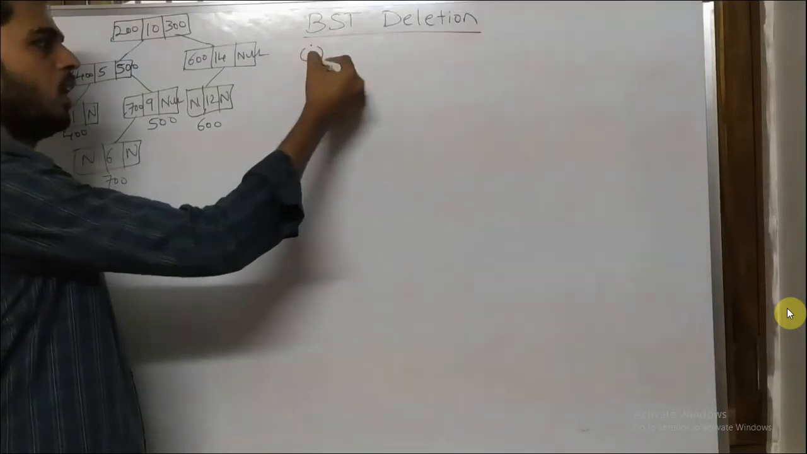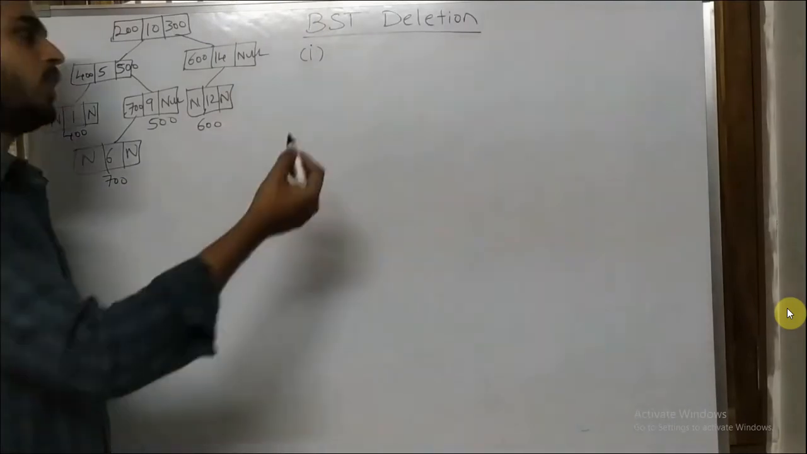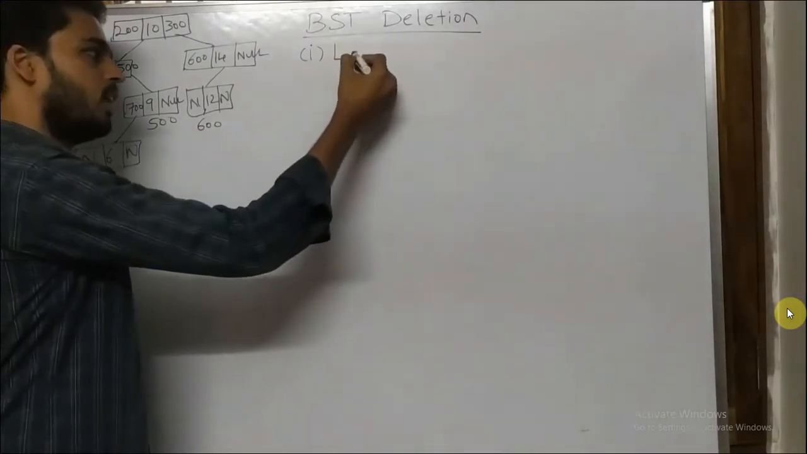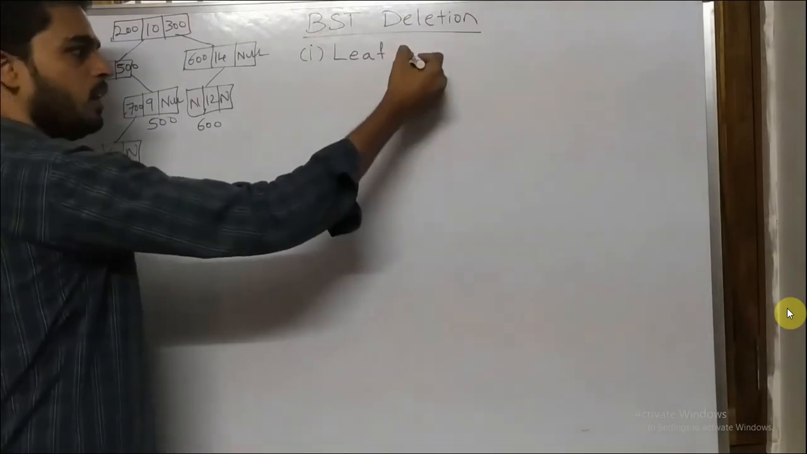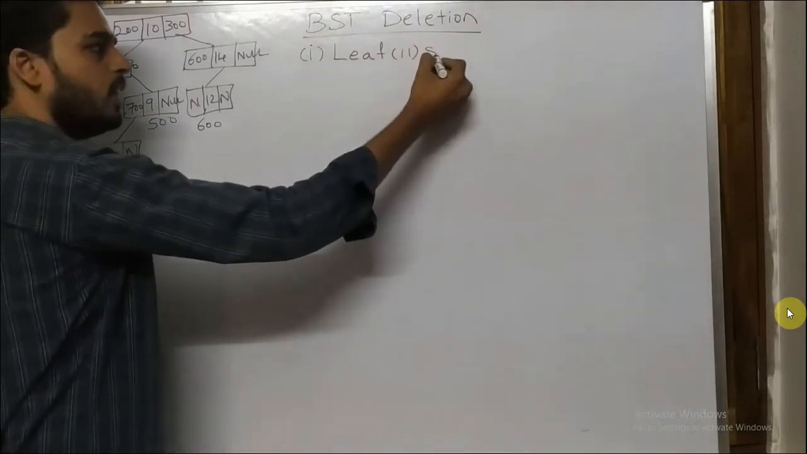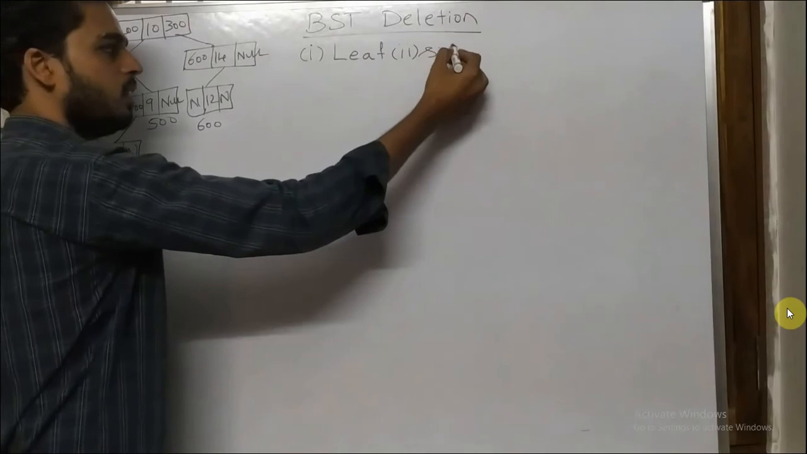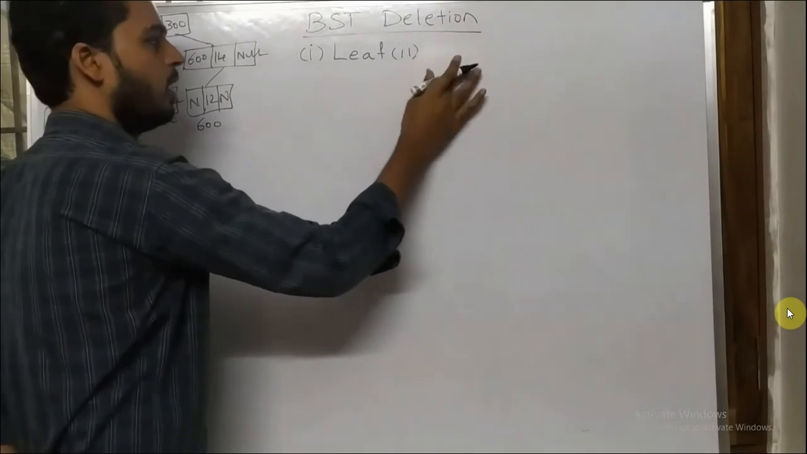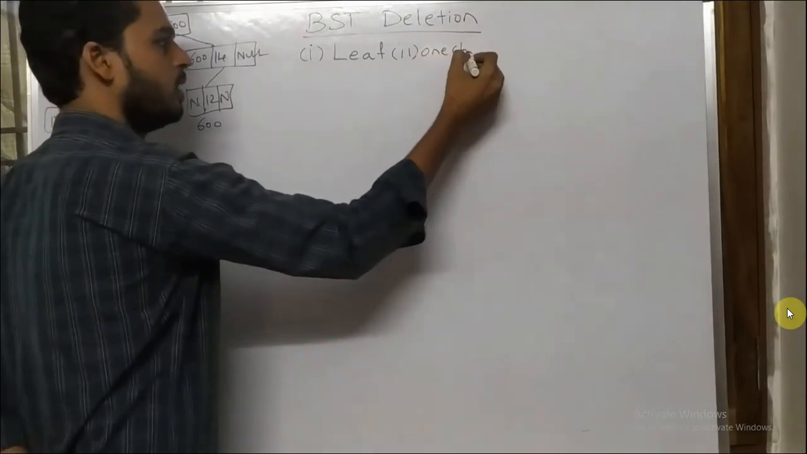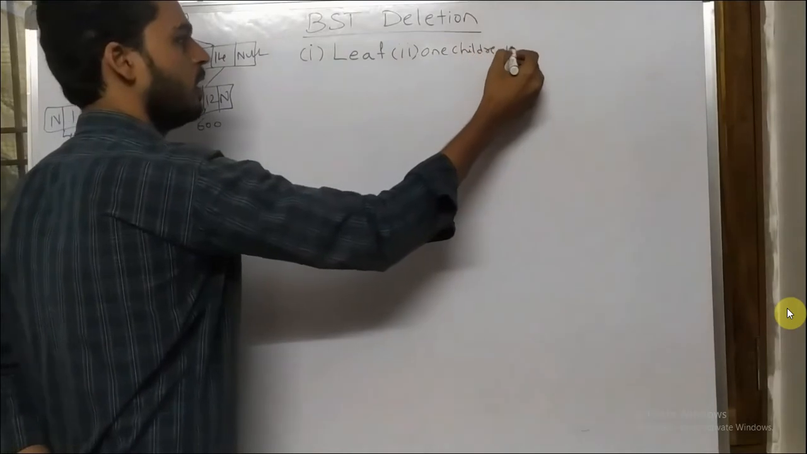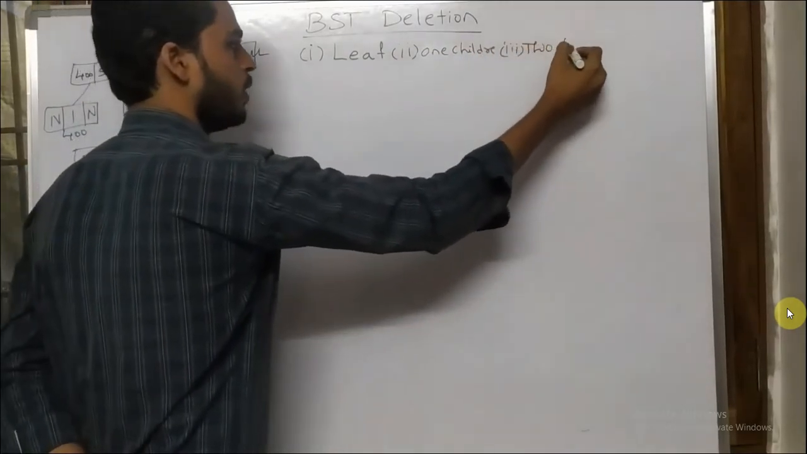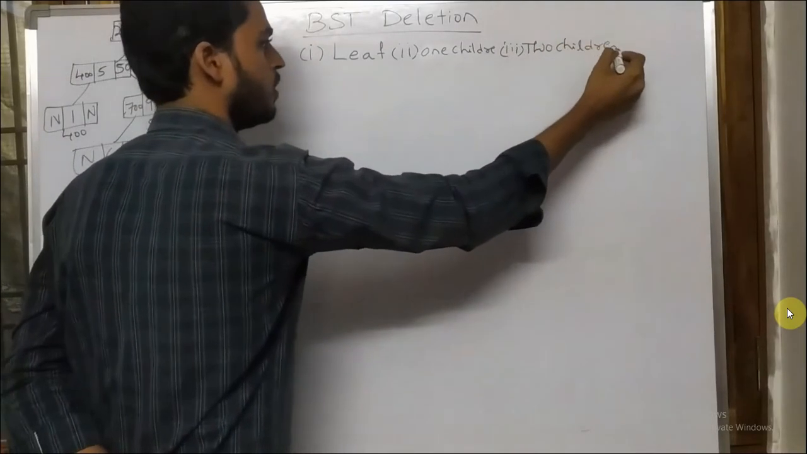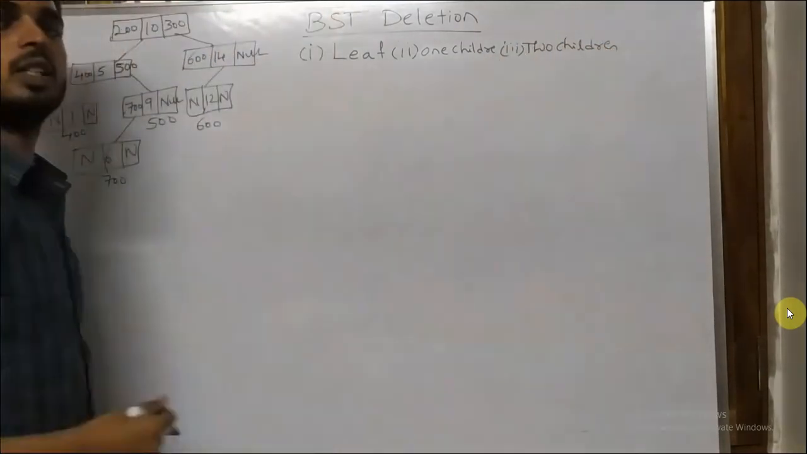In a delete operation over a binary search tree, you need to identify whether the deleted node is a leaf node, or the deleted node has a single child, or the deleted node has two children. If you want an explanation, you can watch the previous video.